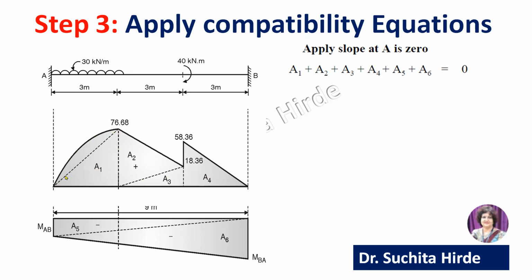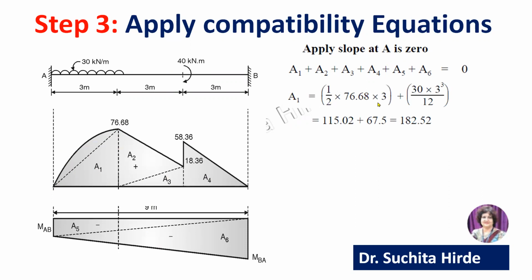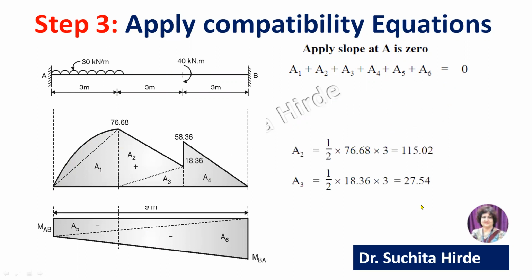Now what is the area of this curve portion? So it is half base into height plus, now area of this curve portion due to UDL is WL cube by 12. It is given by formula WL cube by 12. So W is 30, L is 3 divided by 12. So we get A1 is equal to 182.52.